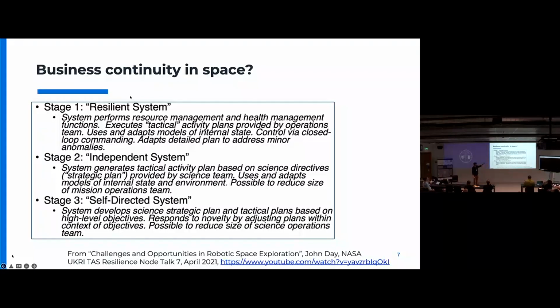And then they are talking, this is a slide I stole from them, about different types of autonomy, autonomic or autonomous systems. They say we have resilient systems, this is stage 1. Then we have independent systems, stage 2. And we have self-directed systems, which is interesting, the last one. They say the system develops science, strategic plans, and tactical plans based on high-level objectives. It responds to novelty by adjusting plans within the context of objectives. It's possible to reduce the size of the science operations team.